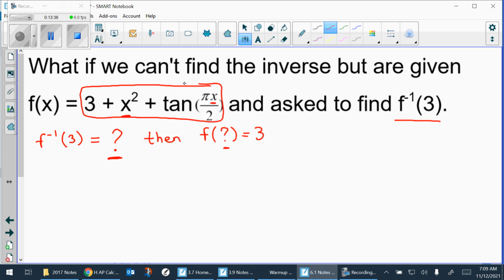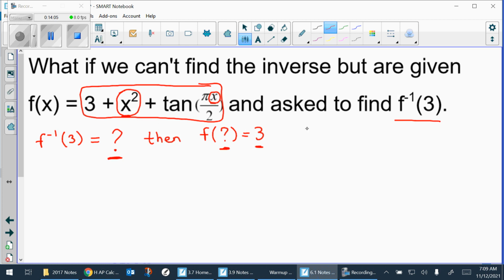Now, it's got to be something simple. It's got to be something obvious. Simple numbers are things like 0 or 1, or depending on what the function is, it's going to be something obvious. It's not going to be something you're going to grab your calculator for. What would you put in for x so that f of this thing results in a value of 3?